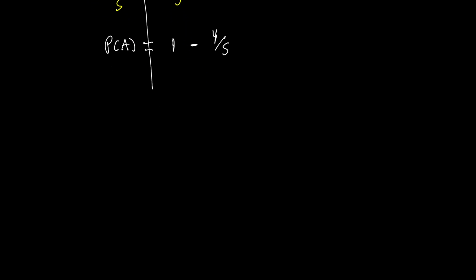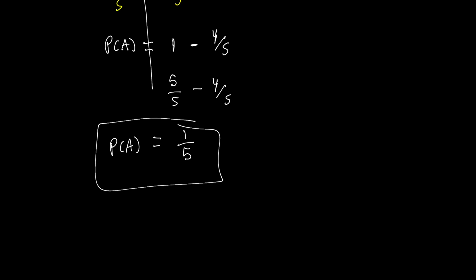Because I'm subtracting a fraction, I'm going to need to get a common denominator. So I need a common denominator of 5. The 1, I can rewrite as 5 over 5. Now I can subtract the numerators. 5 minus 4 is going to be 1, and I keep the common denominator of 5. So the probability of A is 1 over 5.